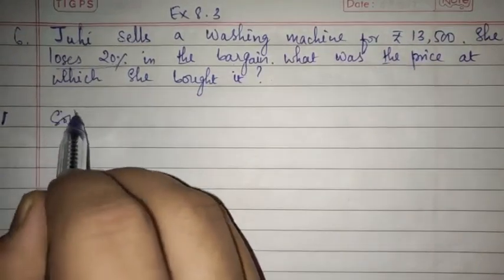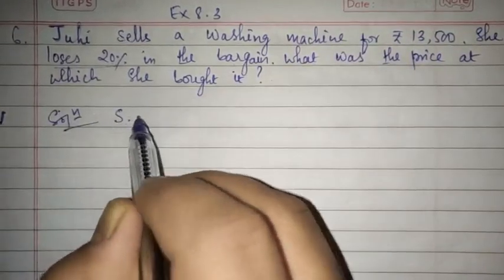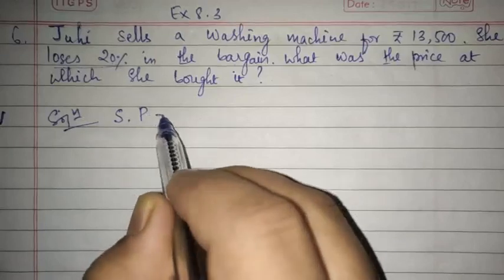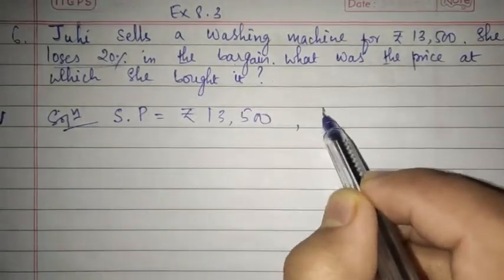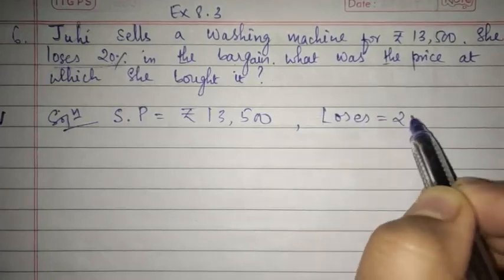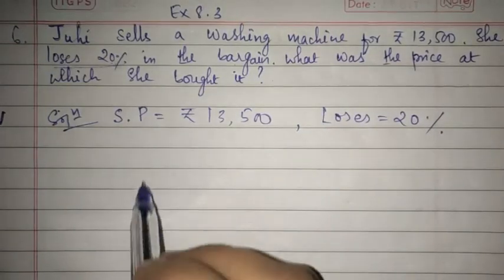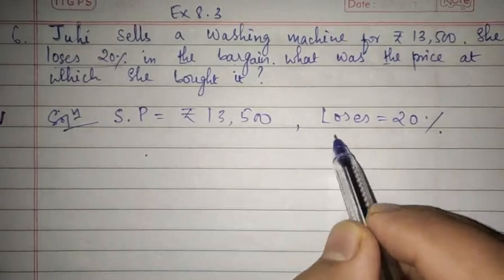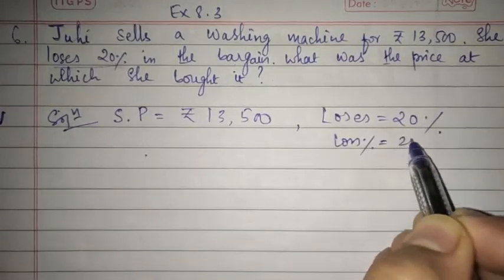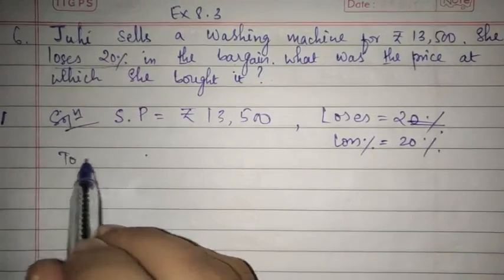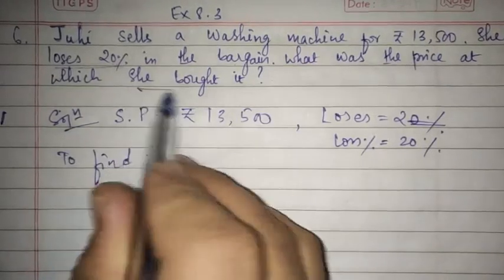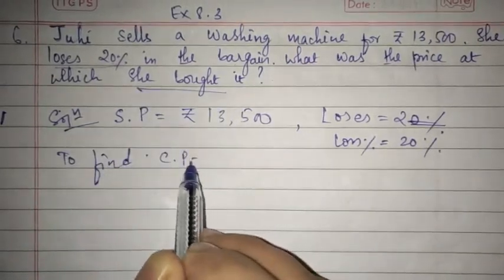Okay, let's write whatever is given first of all. Given things are: selling price is rupees 13,500, in which she loses 20%, right? And that is the loss percent given in the question, that is 20%. So what you have to find is the cost price, what she bought it for.